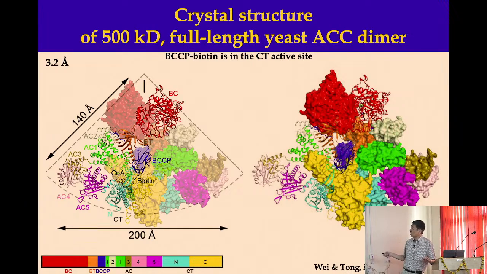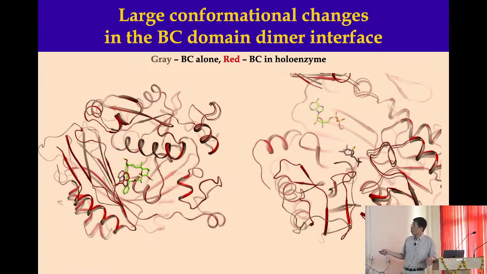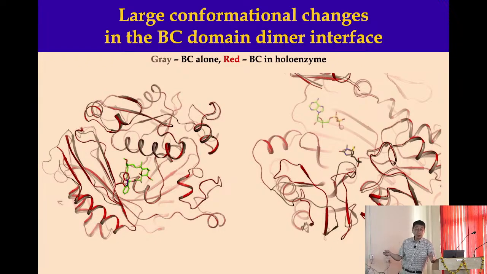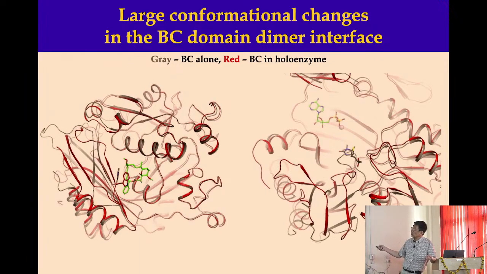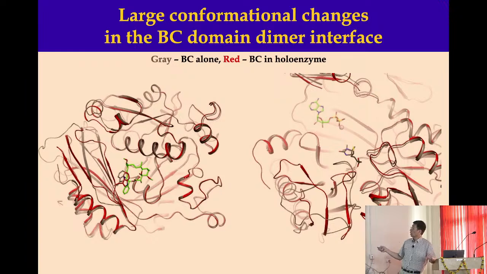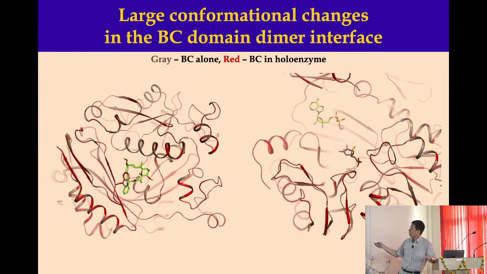But the main question now is how does BC dimerize? Because I showed you the structure we had earlier, the BC domain alone is a monomer. Somehow in the holoenzyme, BC dimerized. So here is a morphing movie. If you don't know how to do that in PyMOL, I'll show you how to do that in PyMOL. So, morphing between two states. Gray is the structure of BC alone, bound to soraphen. And red is the structure of BC in the holoenzyme. So gray is the monomer state, red is the dimer state.